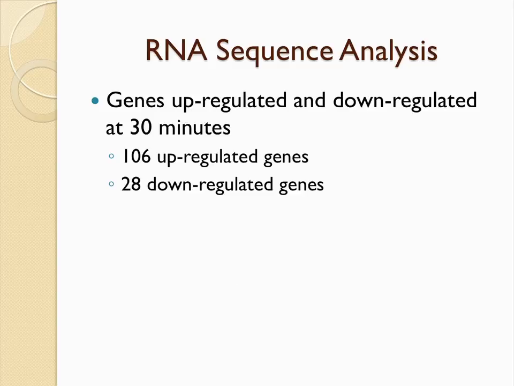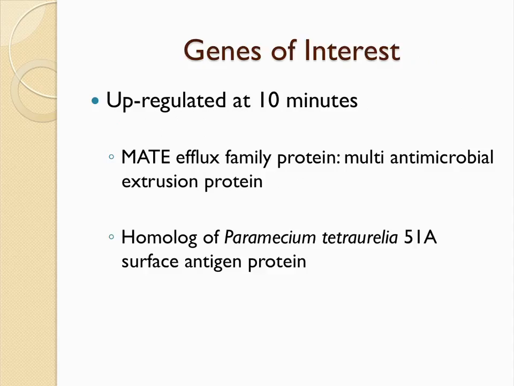So what we got from this analysis is we determined that there's 106 upregulated genes at 30 minutes and 28 downregulated genes. But from those genes, only 20% of them actually had a functional annotation, which we think is a little strange because we know 9,000 out of 18,000 Paramecium caudatum genes actually have a functional annotation. So we believe that the 80% that don't have a functional annotation are actually Paramecium specific.